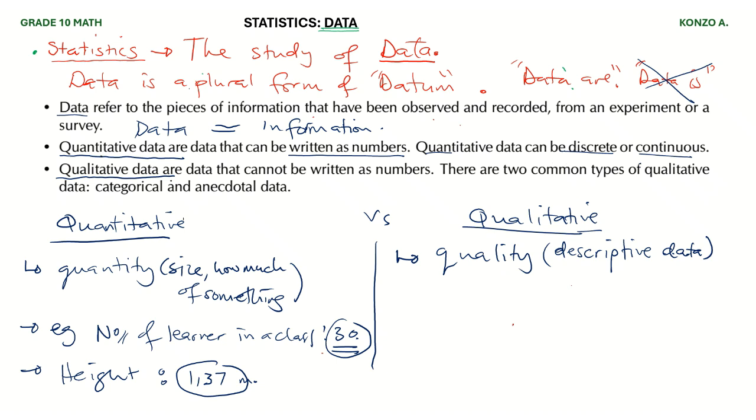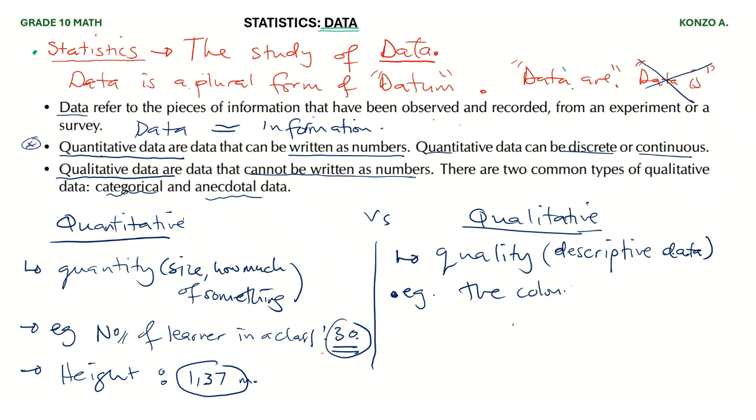Let's look at qualitative data on the other side. Qualitative data cannot be written as numbers. And then there are two common types of qualitative data that we have. We've got what we call categorical and anecdotal. We're not going to spend much time focusing on qualitative data. Most of our energy and focus in exams, especially in grade 10 going up, will be on the quantitative side of things. But anyways, let's go through this and just highlight what we're talking about when we say qualitative data. Let's give an example.